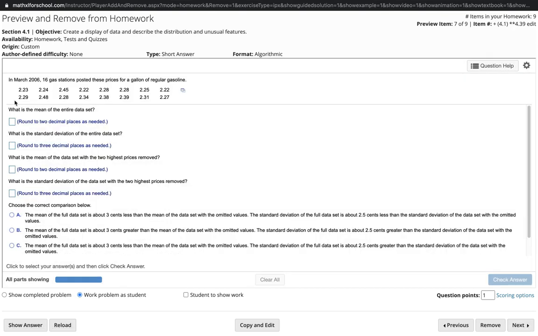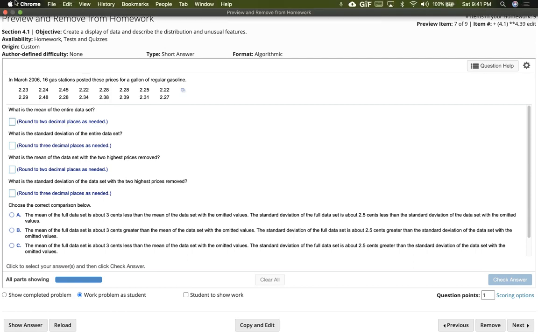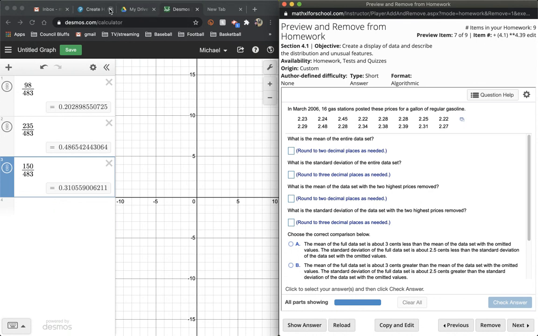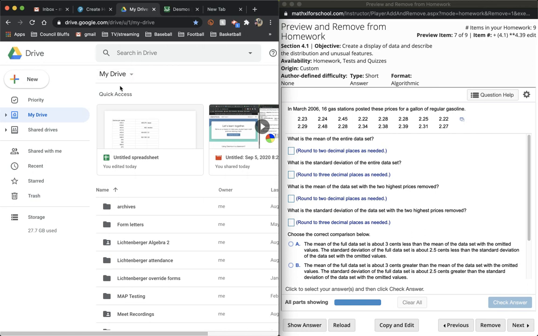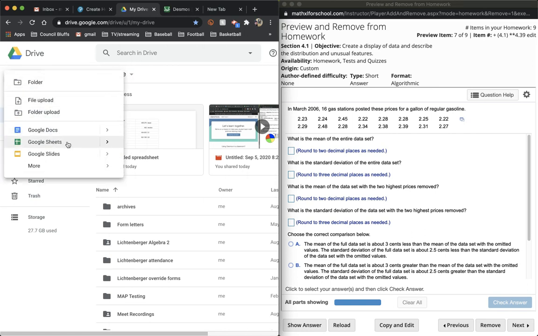Number 7. In March 2006, 16 gas stations posted these prices for a gallon of regular gasoline. What is the mean of the entire data set? So remember, I will review how to do this now. In order to find the mean, we want to go to our Google Drive and we want to open up a spreadsheet.